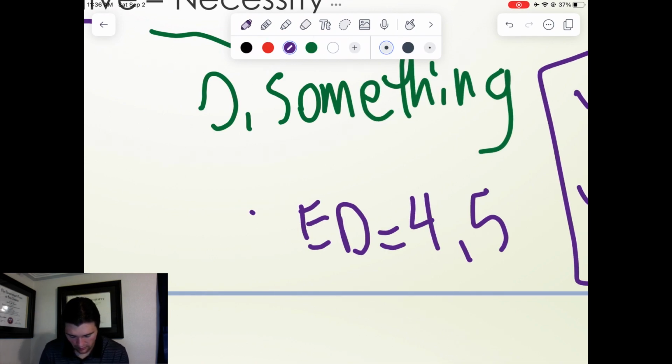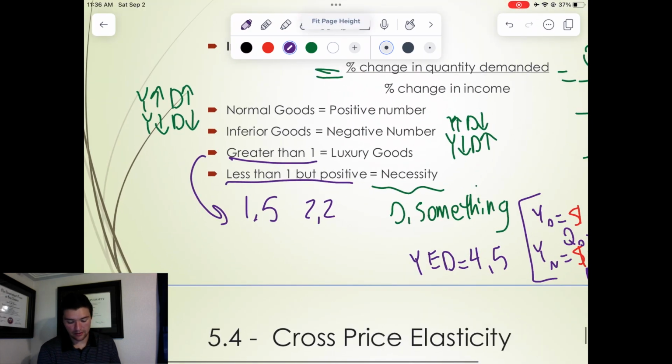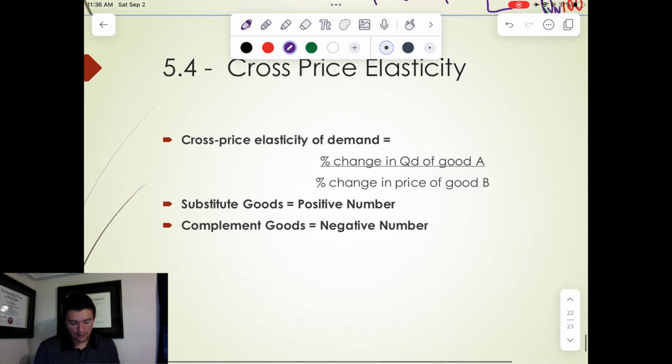Income elasticity of demand. So 4.5, what does that mean? What kind of good is that? Number 1, it's positive, so it's a normal good. And number 2, it's greater than 1, so it's a luxury good. Okay, so that's how you do it.